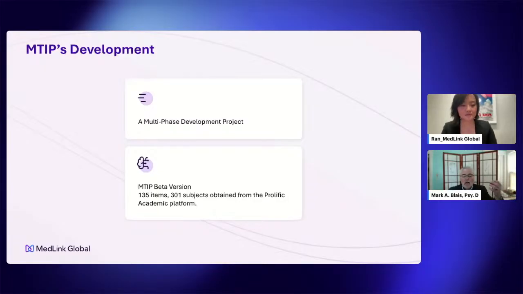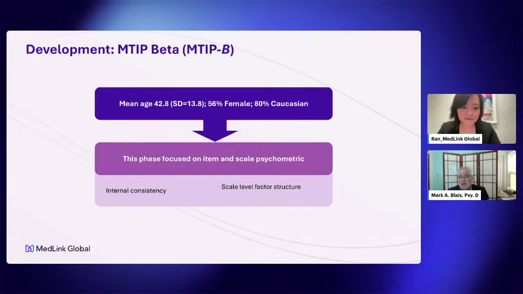You're going to have at least 2 phases. The first phase we call the beta phase. This is where we tested out our first item pool of about 135 items. We had subjects drawn from the Prolific academic platform, about 300 of them. The sample had a mean age of 43, standard deviation was 14, was 56% female, and unfortunately it was not as diverse as we would like.